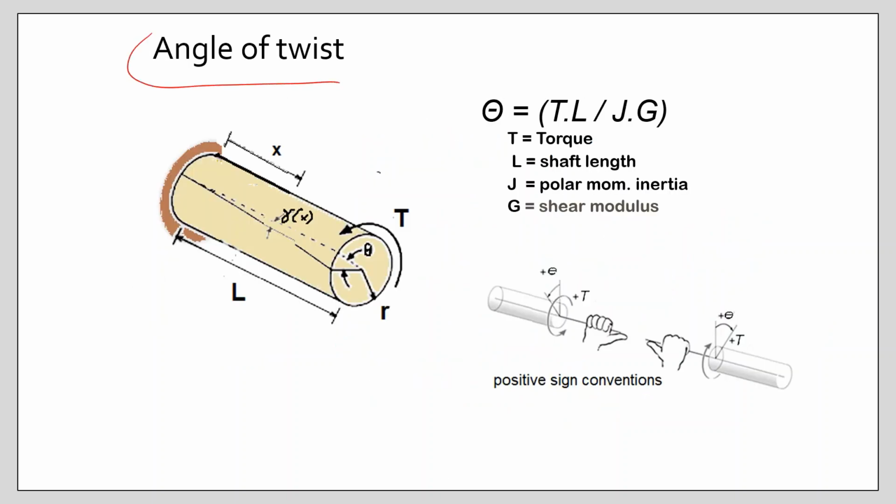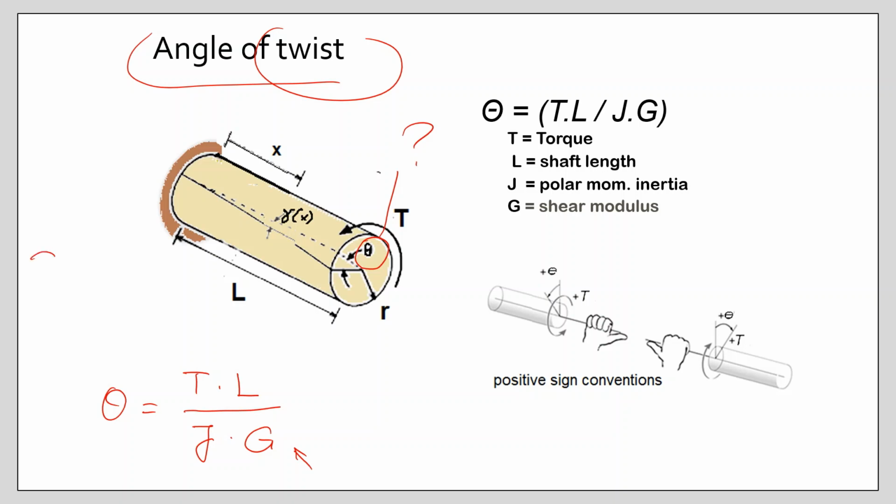When we apply torque to a shaft, then the shaft will be twisted. Now we're going to discuss the twist angle. The angle of twist depends on the applied torque, the length of the shaft, the polar moment of inertia, which is the resistance of the shaft against torsion, and the shear modulus, which gives the rigidity of the shaft's material.